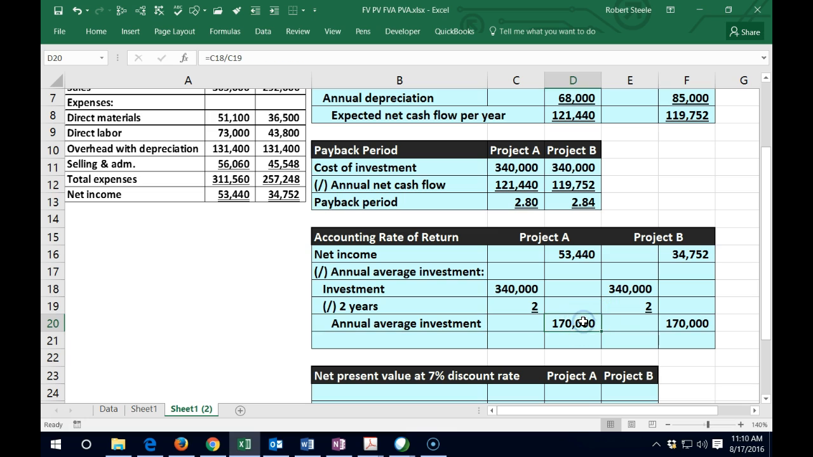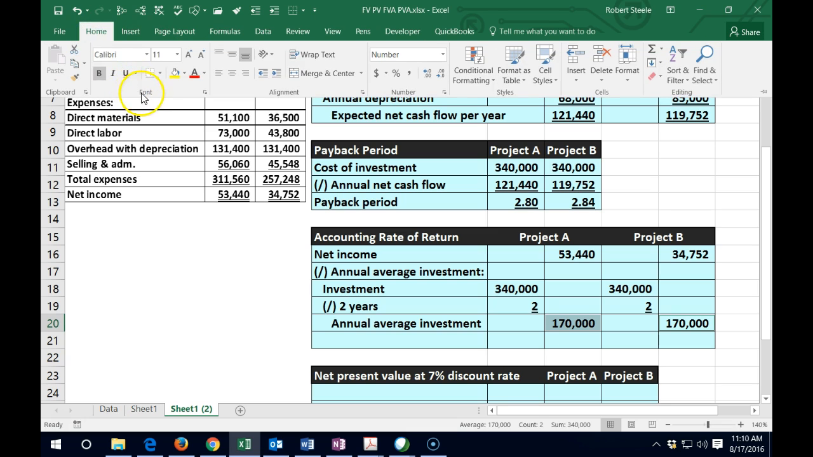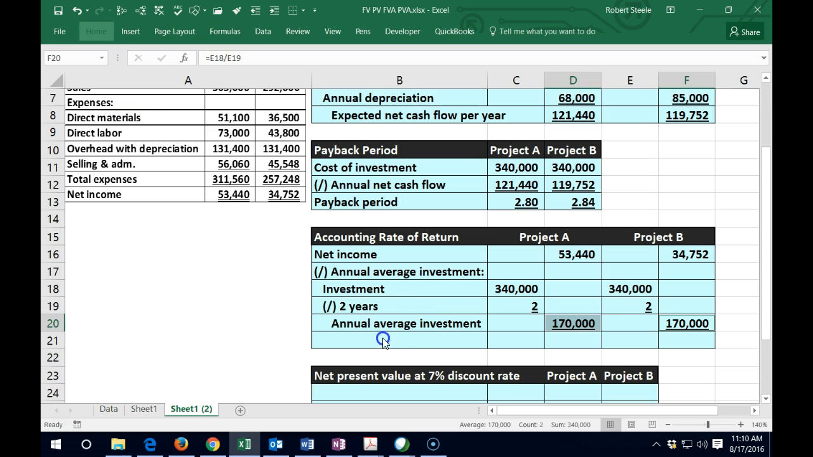Then I'm going to put my cursor here and hold down Control and highlight those 2 cells at the same time. Home tab. We're going to go to the font and underline those. And now we're going to calculate the accounting rate of return. So the accounting rate of return is going to be the 53,440 divided by the 170,000. I'm going to hit enter.